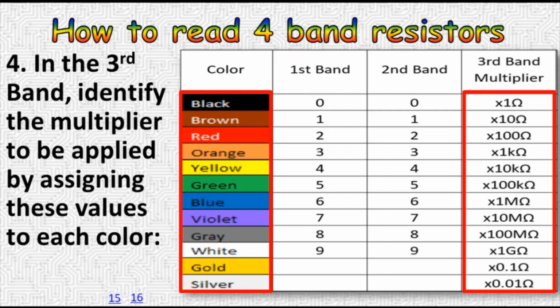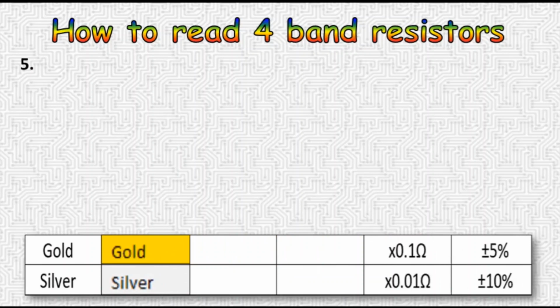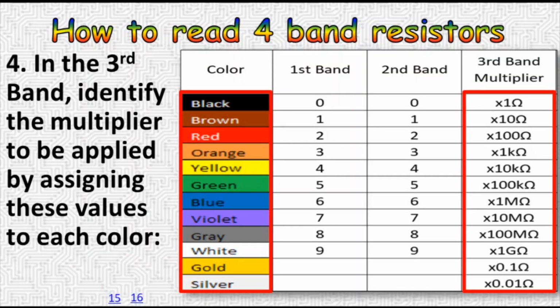Sabi niya, identify daw natin muna yung multiplier. And then, pag na-identify na natin siya, alamin na natin kung paano natin siya gagamitin. Okay? Black 0 times 1.